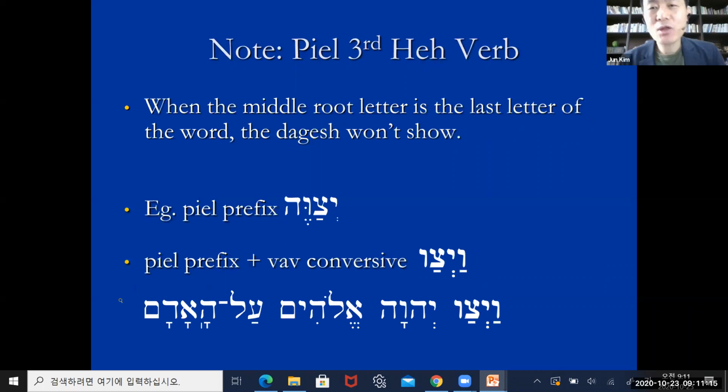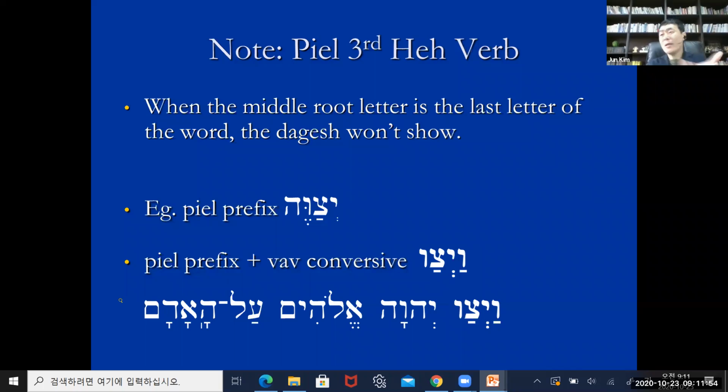Okay, Niphal third he verb. Niphal third he verb. Why is it special? Why is it important for us to deal with third he? We are talking about strong Niphal stem and then middle guttural Niphal stem. Now we are dealing with third he Niphal stem. Why is it important? When the middle root letter is the last letter of the word, the dagesh will not show, will not appear. One more time. When the middle root letter is the last letter of the word, the dagesh will not appear.